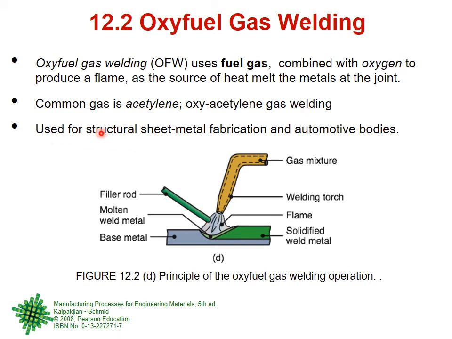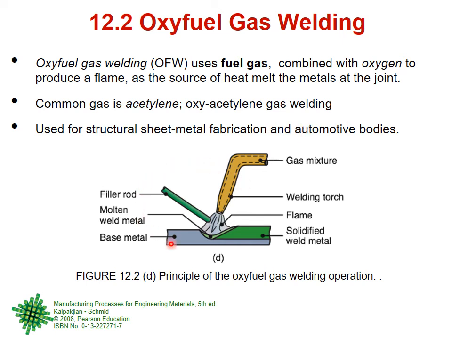It is generally used for structural sheet metal fabrication and automotive bodies. Structural means all civil structures, buildings, houses, warehouses, bridges, wherever structural work is being done and you want to join two things by welding. So oxyacetylene welding is used there, and automotive bodies also. And of course in a lot of other things. You are making chairs, but the chairs are made of iron or steel or metal. So you can use it. It is also a structural thing.